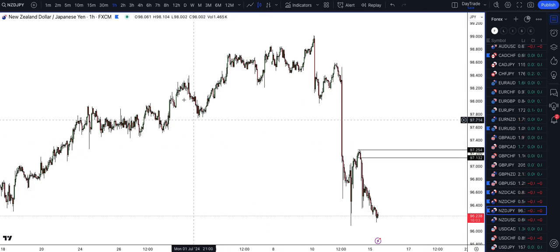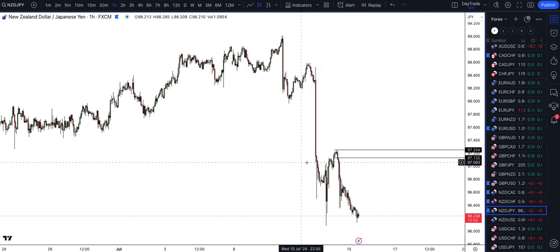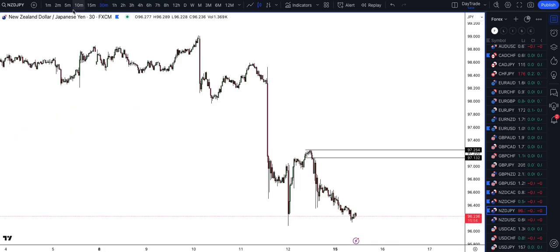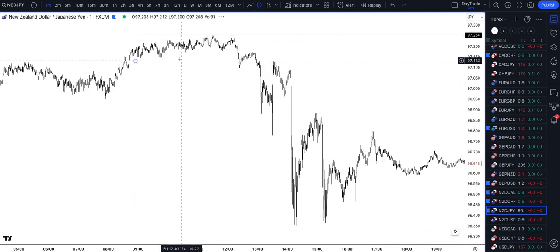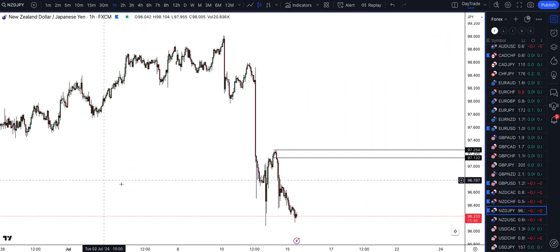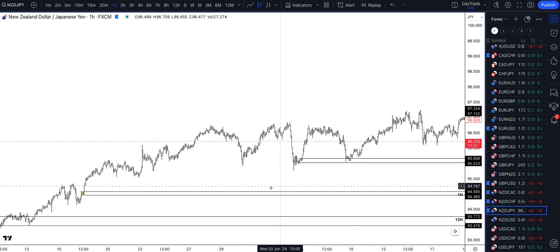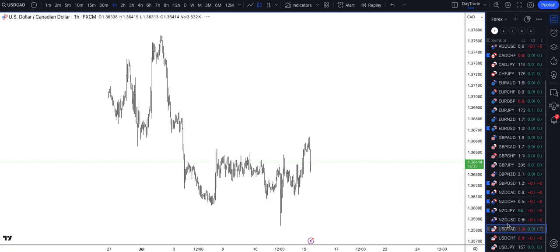NZD JPY. So that zone worked out nicely a while ago. And then this zone higher up, nah, not one we're going to take. Apart from that, there's not really anything else until much lower. So yeah, skip past here as well.